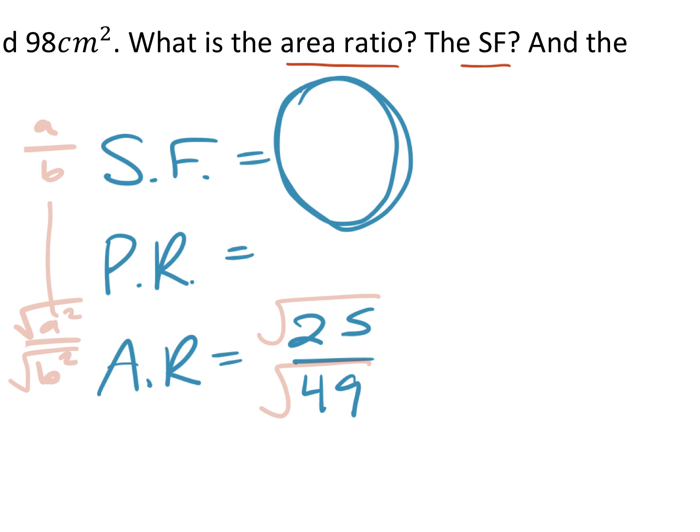The square root of 25 is 5. The square root of 49 is 7. So your scale factor is 5 to 7. What's your perimeter ratio? 5 to 7. Okay, scale factor and perimeter ratio are always the same. Perimeter ratio is for sure the easiest one.